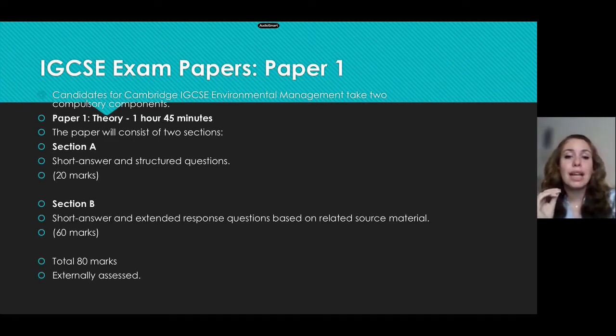Section B is short answer and extended response questions that are based on related source material. This part is 60 marks. Okay. For the most part, this is, again, a theory paper. So what you learn in the course, basically all you have to do is just copy paste, as they say. The total for this paper is 80 marks and it is externally assessed.